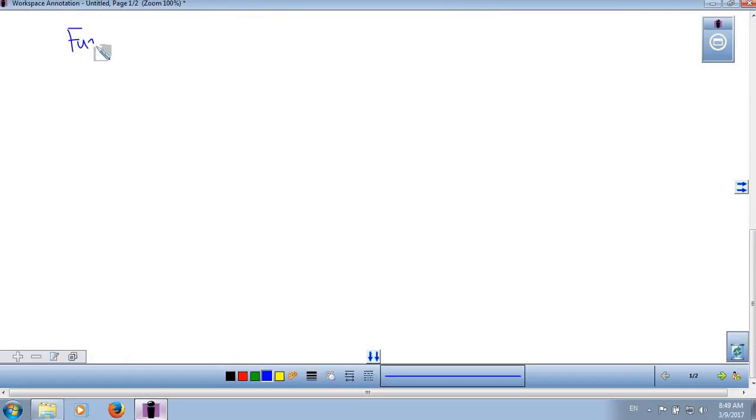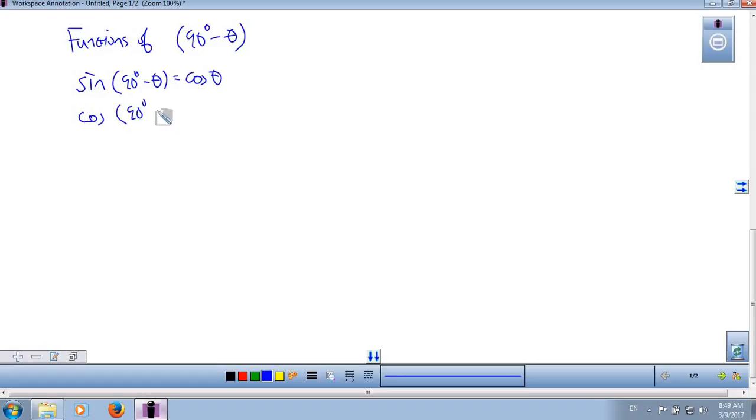Now we take a look at functions of 90 degrees minus theta. Now we actually did this before. When you do 90 degrees minus theta, they are just basically what? They are called complementary angles. So we can go ahead and quickly review that. We can use the right triangle to do that. When we have the complementary angles, they are basically just equal to their cofunction with no sign change. So all the 90 degrees minus theta is just equal to its cofunction with no change in sign.